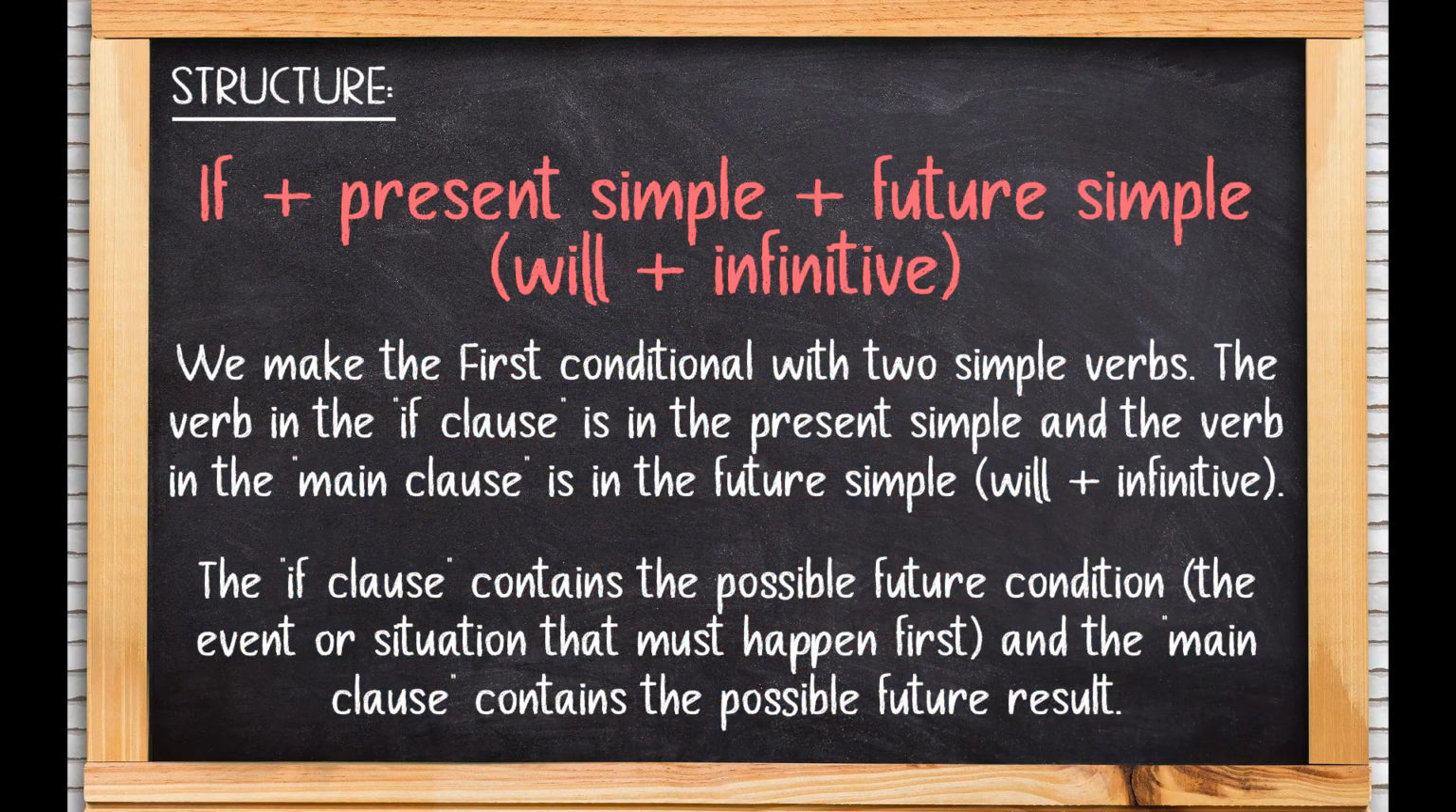We make the first conditional with 2 simple verbs. The verb in the if clause is in the present simple, and the verb in the main clause is in the future simple. And the future simple is made with will plus the infinitive. The if clause contains the possible future condition, the event or situation that must happen first, and the main clause contains the possible future result.